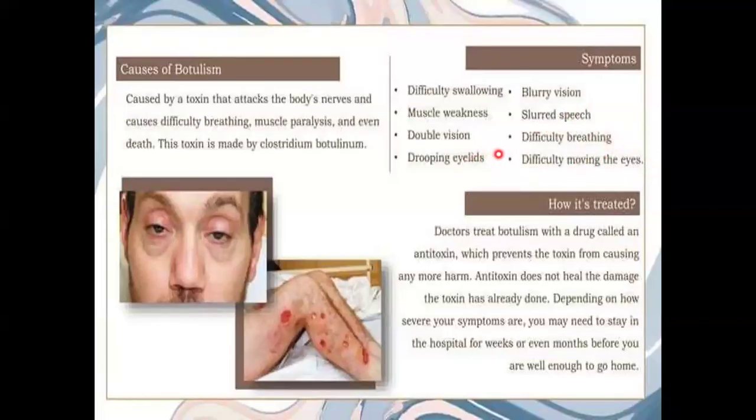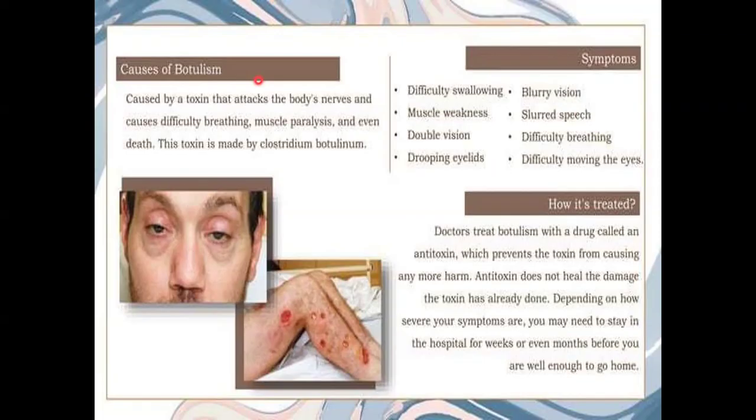Once they cause drooping. So if you are to see, we usually call it the 5 Ds. Diplopia, which is the double vision. Dysarthria, which is difficulty speaking or the slurred speech. Dysphagia, which is difficulty swallowing. Dyspnea, which is difficulty breathing. And then we have something called descending muscle paralysis. What that means is the muscles of the head and the neck are affected first as it moves downwards. That is how this botulinum toxin works.